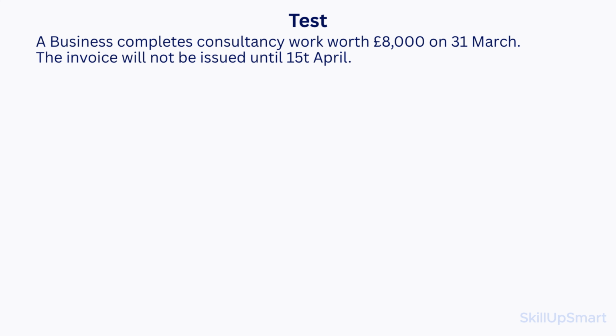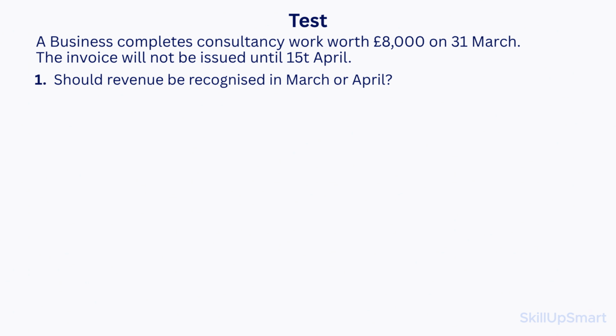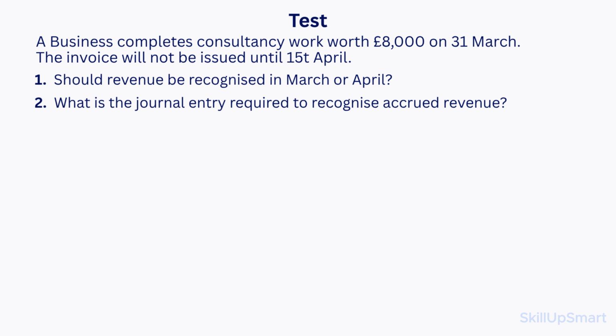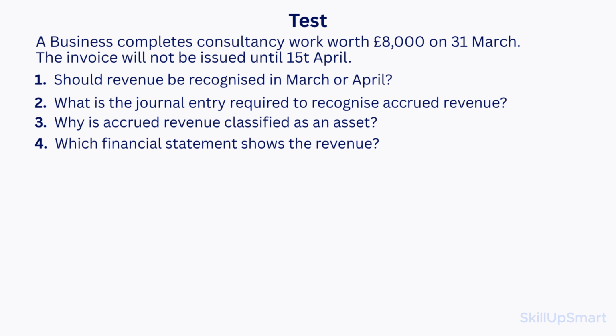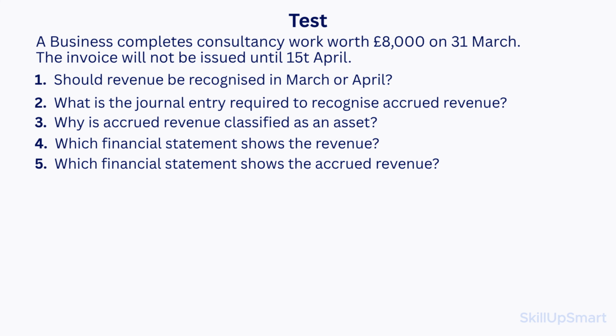Before you go, let's see how much you've understood. Try answering these questions yourself. Suppose a business completes consultancy work worth £8,000 on 31st of March. The invoice will not be issued until 15th of April. Should revenue be recognised in March or April? What is the journal entry required to recognise accrued revenue? Why is accrued revenue classified as an asset? Which financial statement shows the revenue? Which financial statement shows the accrued revenue?